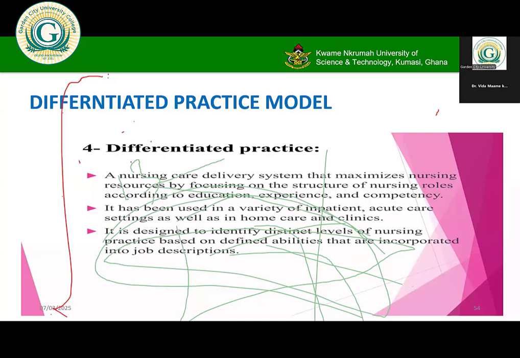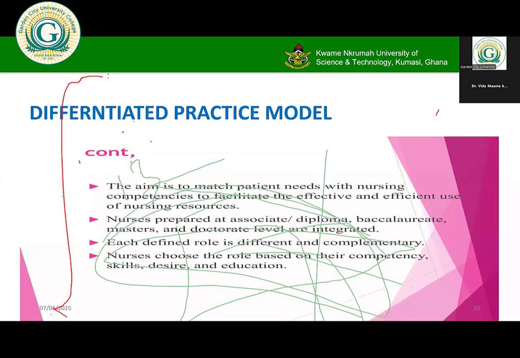So this one is expensive. You use this paper to what? With this paper for the model, differentiated practice model. So the aim is to match patient needs with nursing competencies to facilitate the effective and efficient use of what? Nursing resources. So nurses prepared at what?